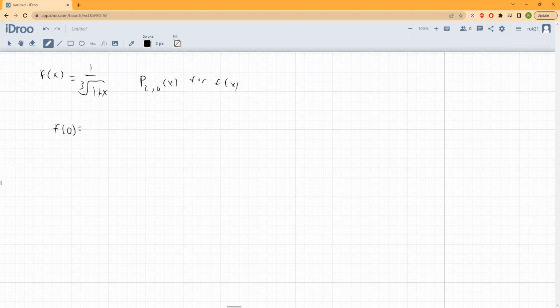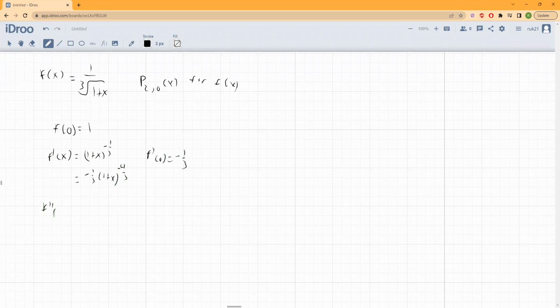So f at 0 is equal to 1. Yay! Then we need f prime at x. f of x is equal to 1 plus x to the power of negative 1 over 3. So f prime at x is equal to negative 1 over 3 times 1 plus x to the power of negative 4/3. So if we evaluate f prime at 0, that is just going to equal negative 1/3, because 1 plus 0 is 1, and then you take that to whatever power, that gives you 1.